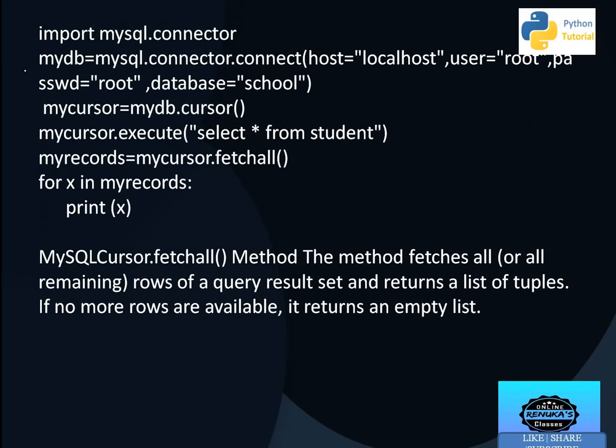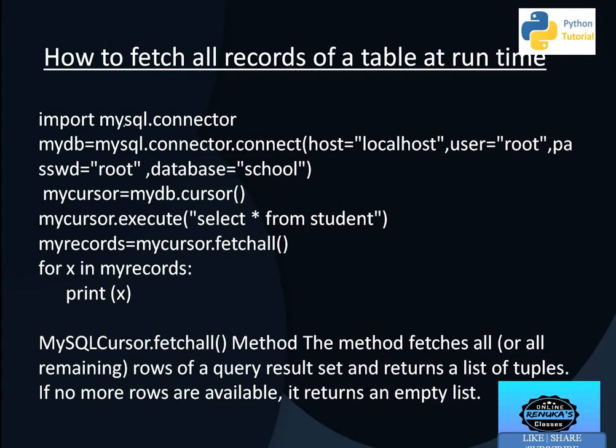Next is how to fetch all records. You can fetch all records at a time from the result set, or you can fetch records one by one. To fetch all the records, after doing connectivity and running the command select asterisk from student, we use my cursor dot fetchall. Fetchall helps to retrieve all the records or rows of a query result and returns a list of tuples, and this list of tuples is stored in my records. Then we can apply a loop over my records and print the records one by one.